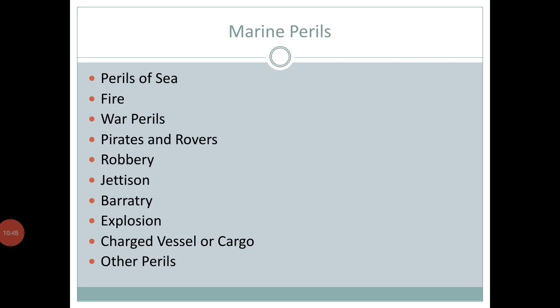Okay, then the explosion. The damage of hull or cargo or both caused by explosion on board of vessel is considered as perils on the sea. Marine cargo policies were amended to include the risk of explosions. See, if all of a sudden there is an explosion on the ship, what will happen? Yes, the vessel will be destroyed, or the cargo on the vessel will be destroyed. So such perils are included in marine perils.